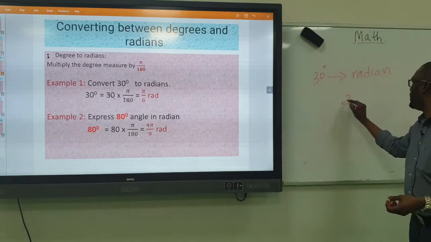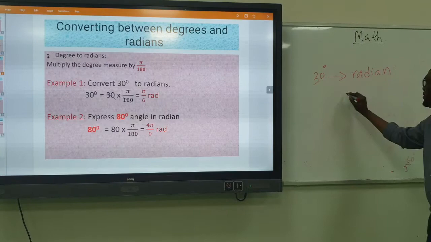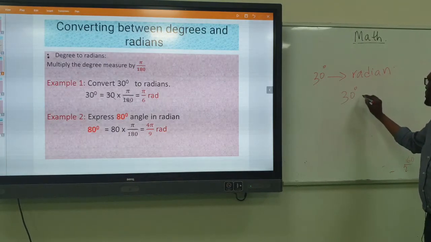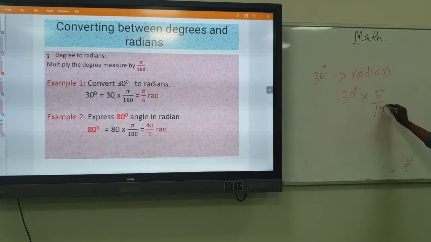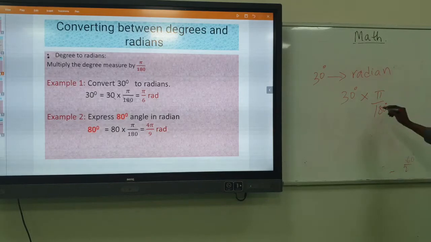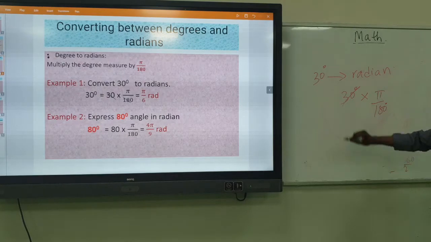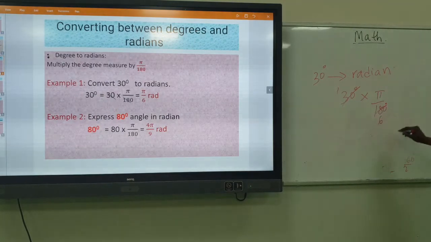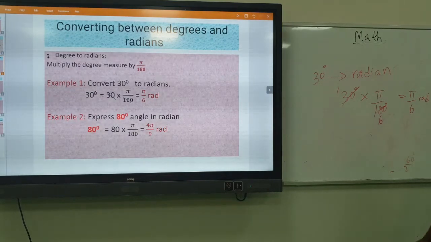I will take my 30 degrees and multiply it by pi over 180 degrees. I believe for you it's a simple calculation. You divide both sides, you cancel this 1 and here is 6. So your answer is pi over 6 in radians. So this is very simple. If you are given any angle, you can do it.